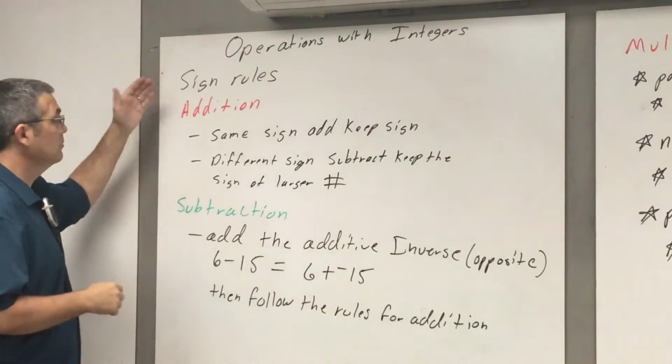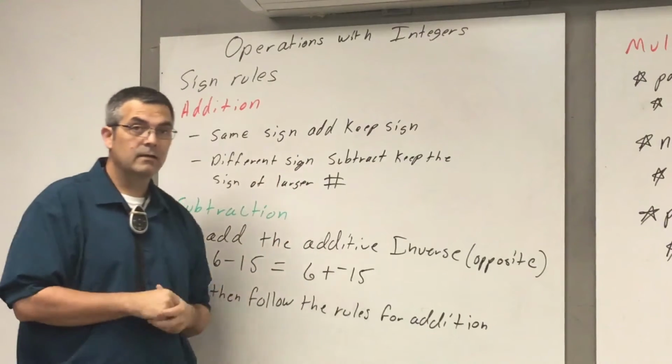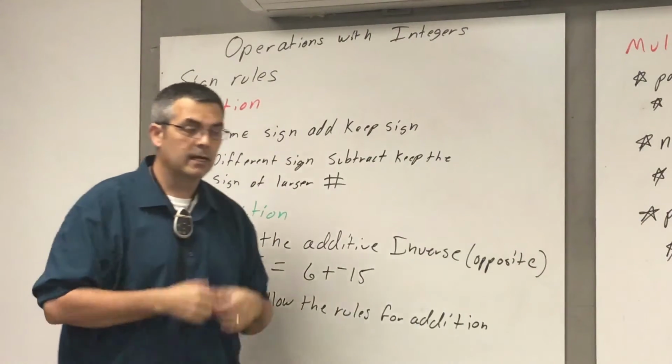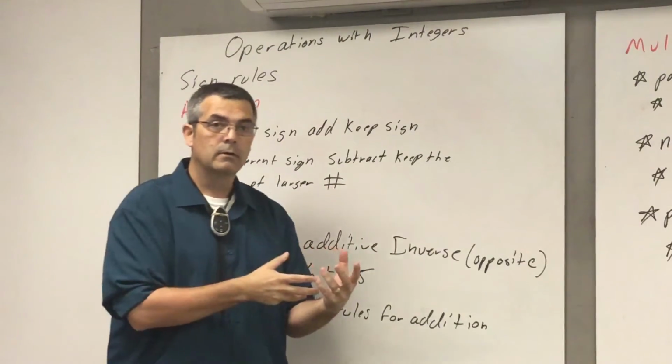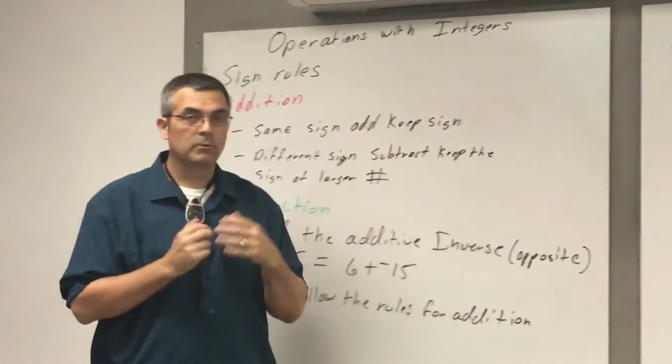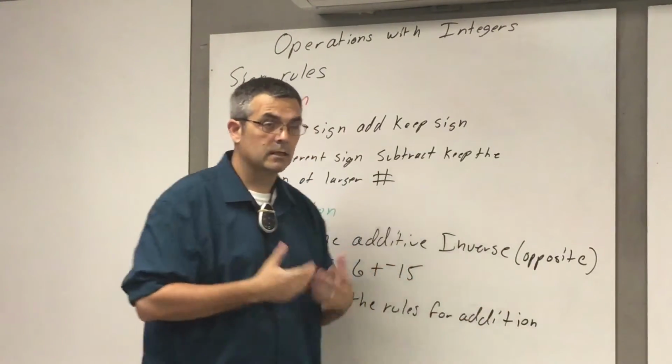Okay, so sign rules for addition. If they have the same sign, we're just going to add them together and keep whatever sign they have. So if they're both positive, we're going to add them together, and it's going to be positive at the end. If they're both negative, we're going to add them together, and it's going to be negative at the end. That's all we're looking at here.